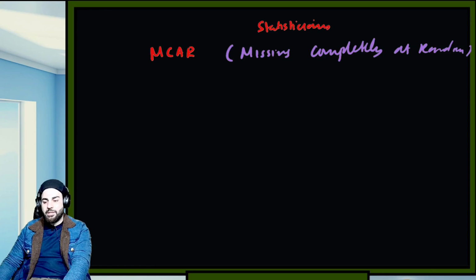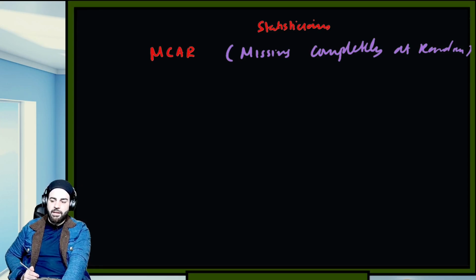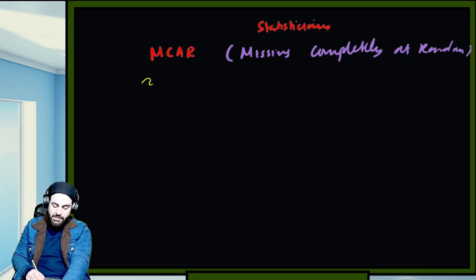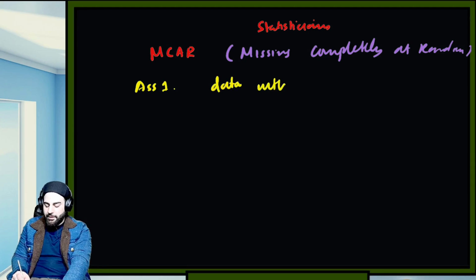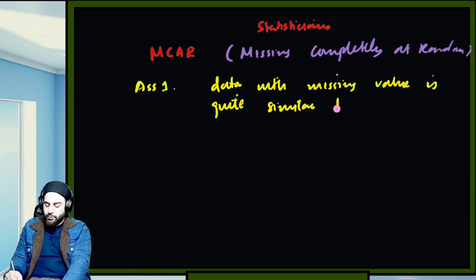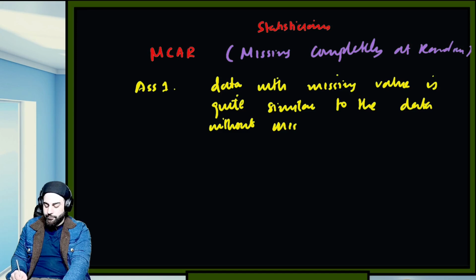I told you there are 2 assumptions which people take. The first assumption is that there is no systematic difference in the observed variable between the observed data and the missing data. That means the data with the missing values is similar to the data without missing values. So that is assumption 1. Assumption 1 is that data with missing values is quite similar to the data without missing values.